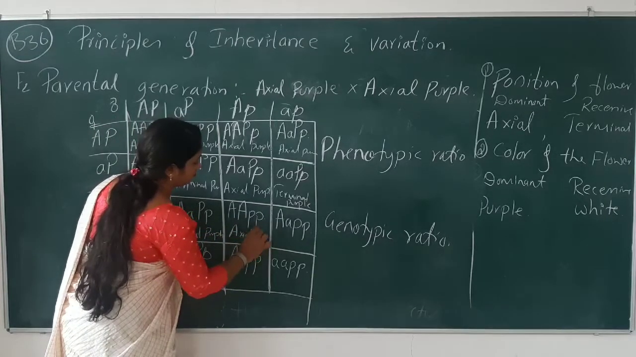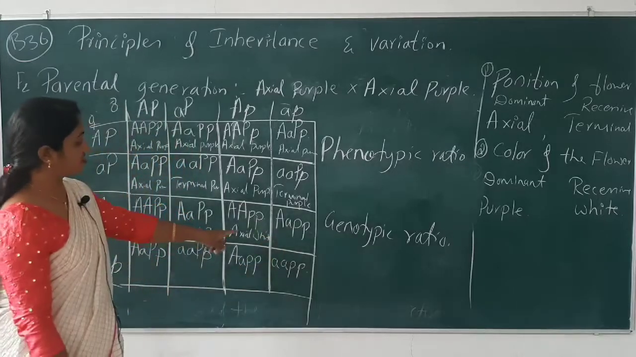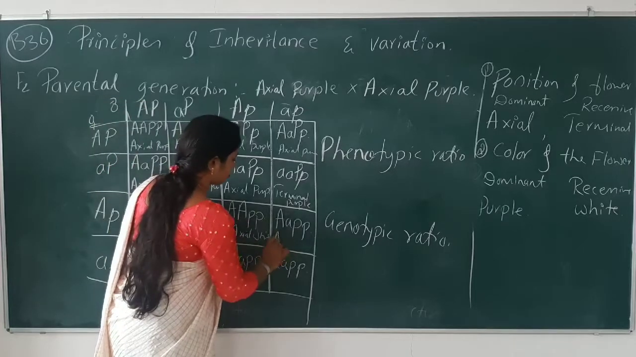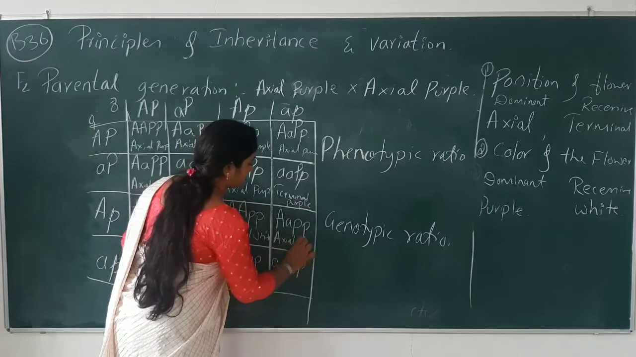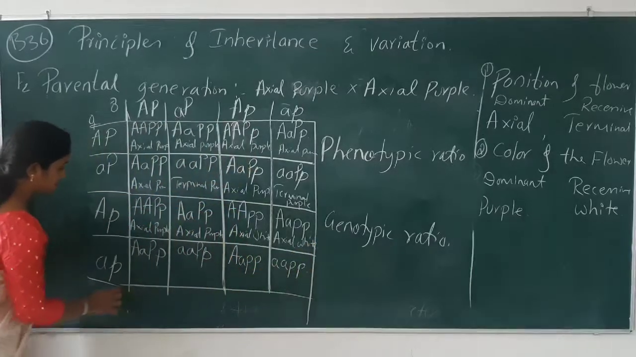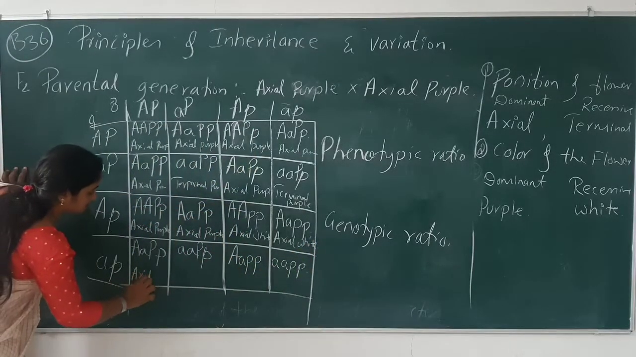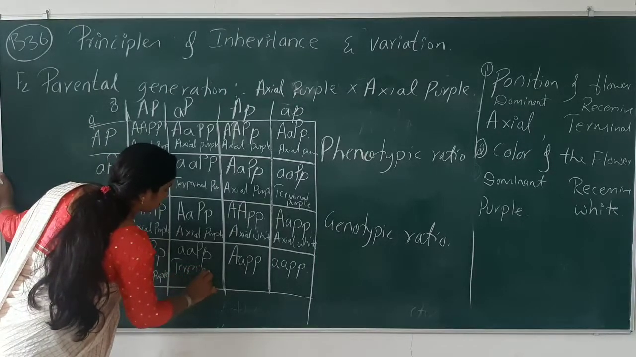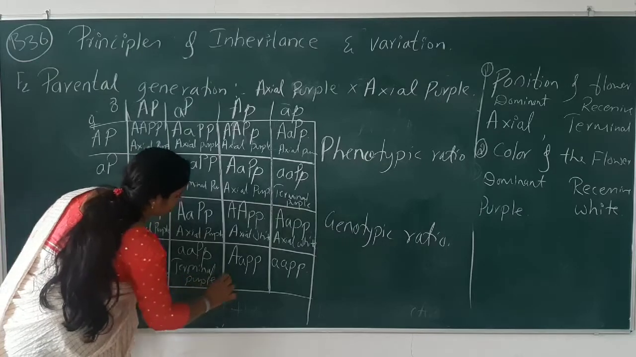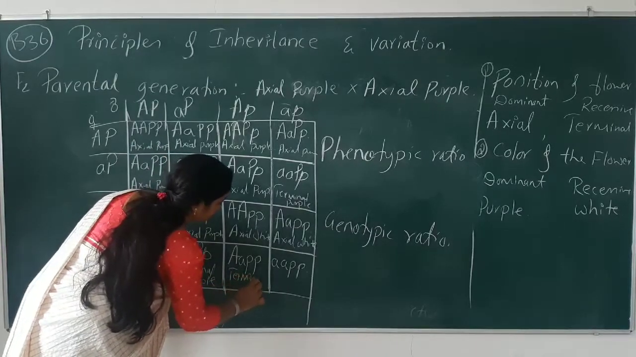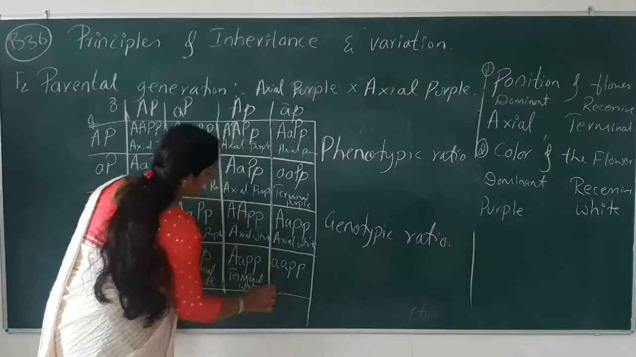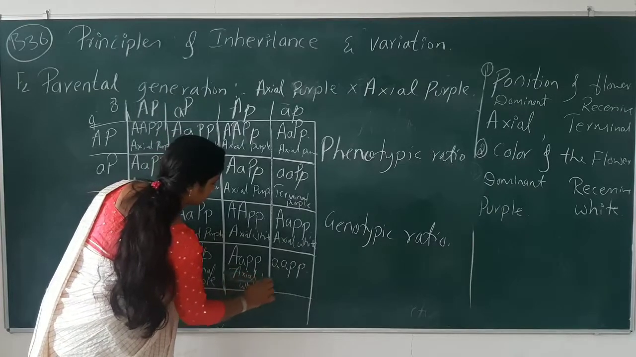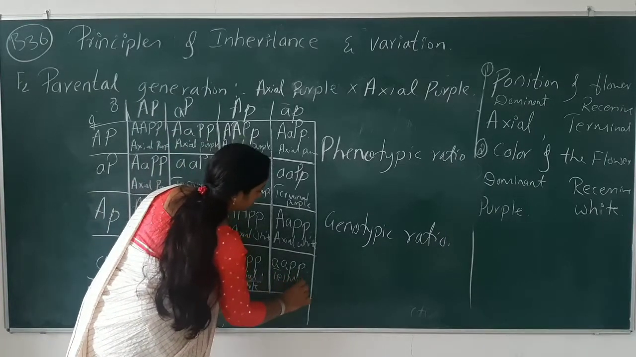Axial, here white color is appearing in this offspring because it doesn't have any dominant gene. Here also white color flower is going to appear, axial white, axial purple, terminal purple, terminal white, axial white, here terminal white.